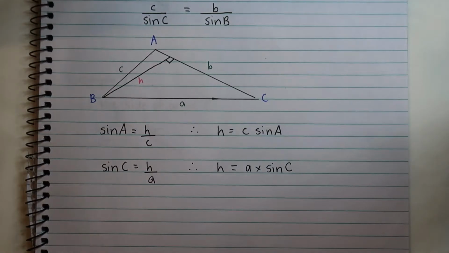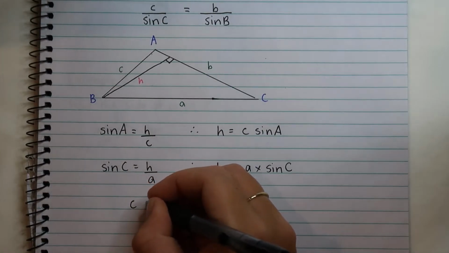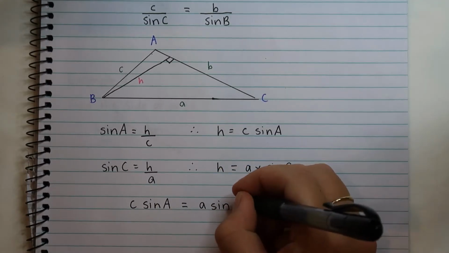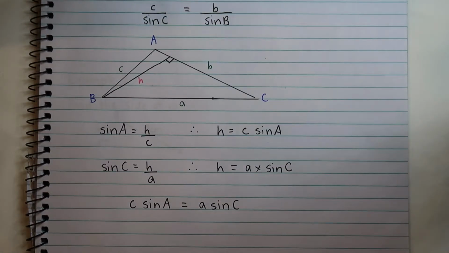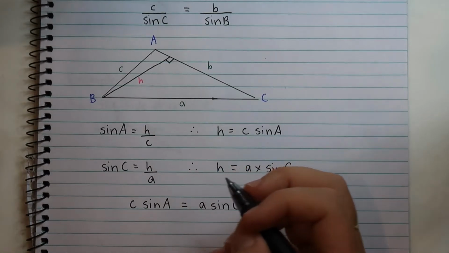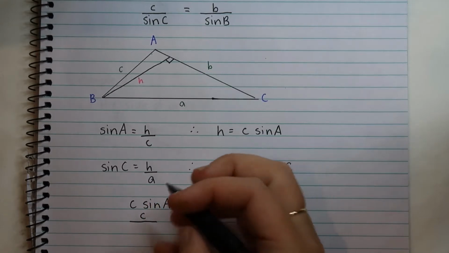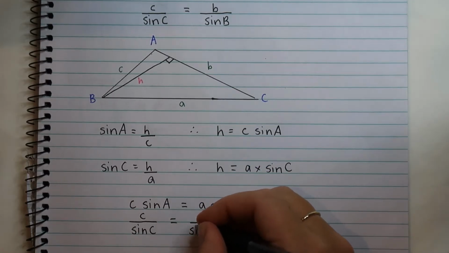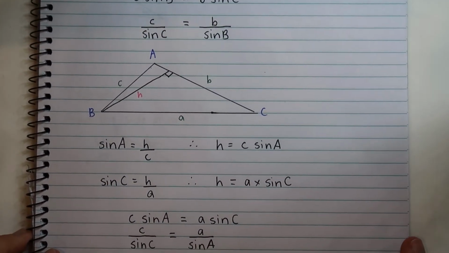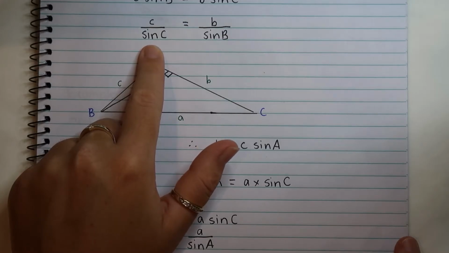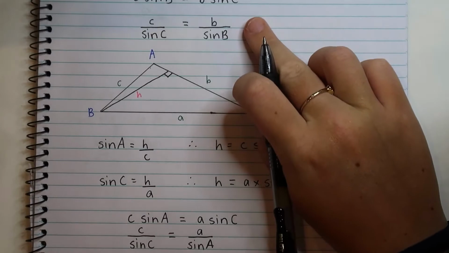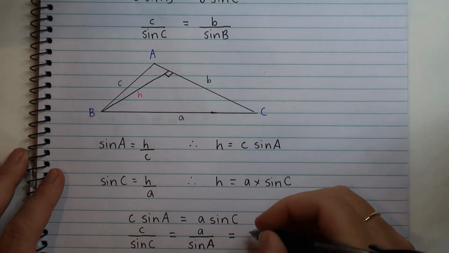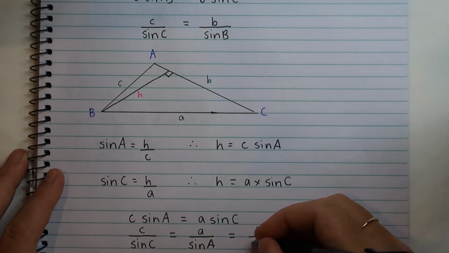So again, by equating these values of H, we have C times sine angle A is equal to side A times sine angle C. So rearranging this using algebra, we get C over sine angle C equals A over sine angle A, which if we have a look at our rule up the top here, we can see that C over sine C is also equal to B over sine angle B. So we can extend our rule down here.